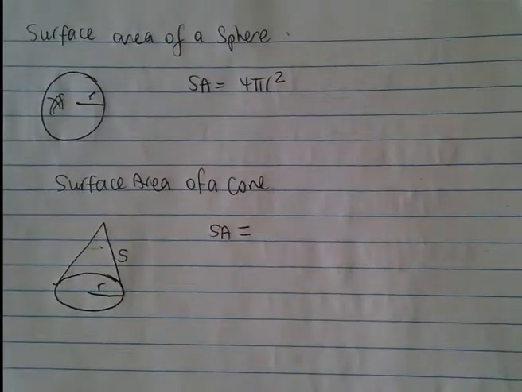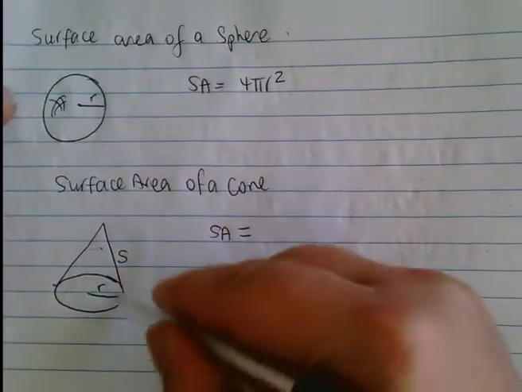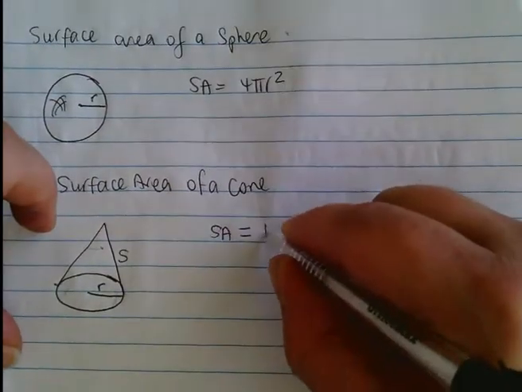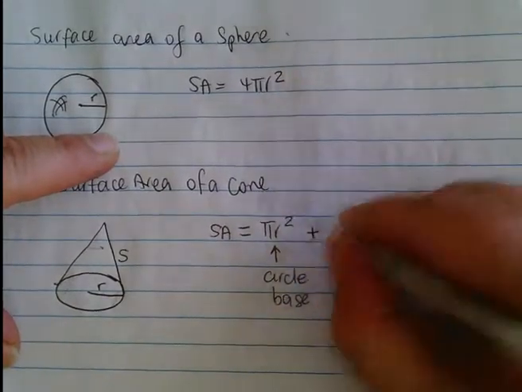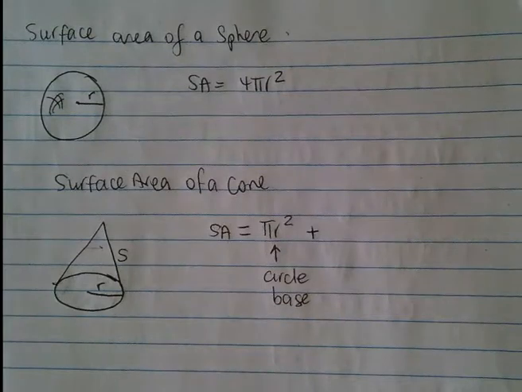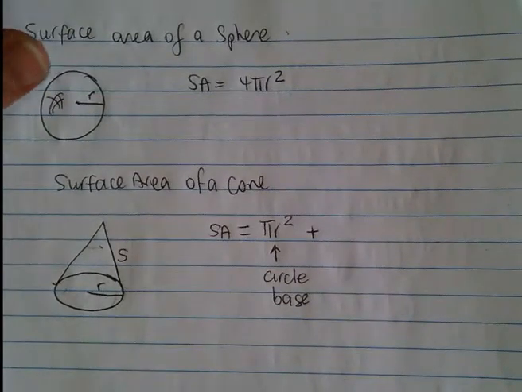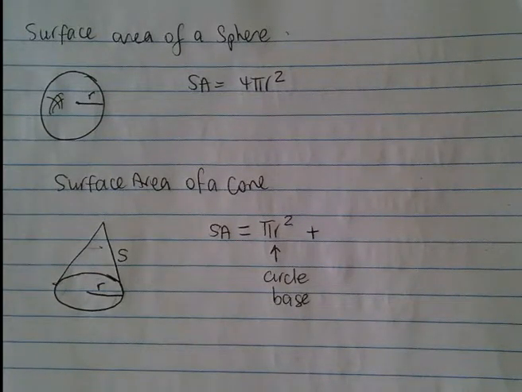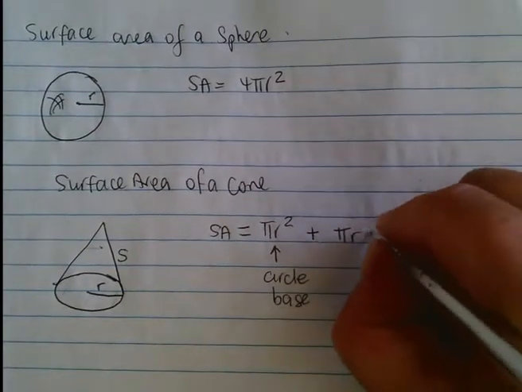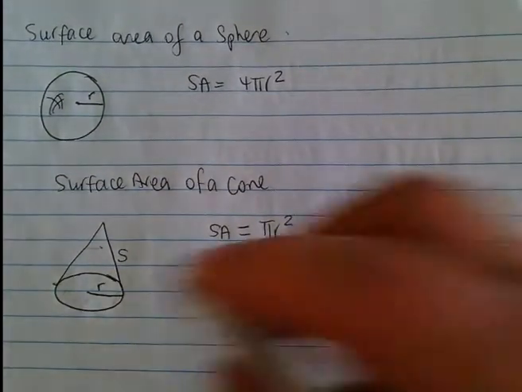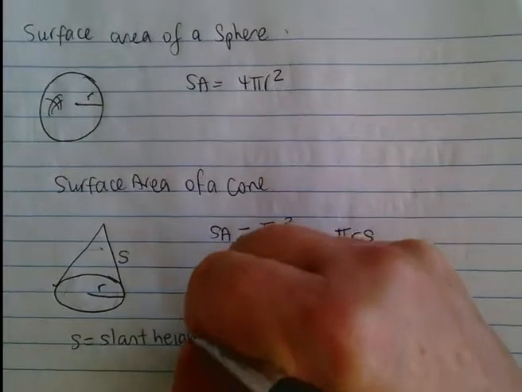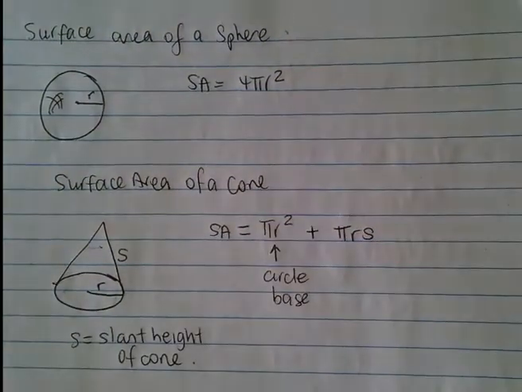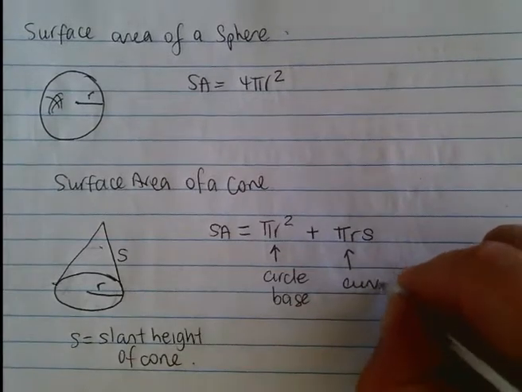Now, surface area of a cone, a number of you have already told me you think you know what the base would be. And that's just a circle, pi r squared. That's the circle base. Now, the formula for the curved bit is actually just a sector. If I got a sector and I folded it around, I would form a cone. The formula for it is pi r s, where s is the slant height of the cone, not the perpendicular height. So this is the curved part.